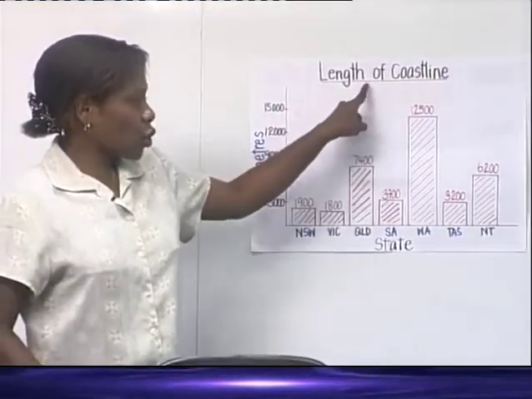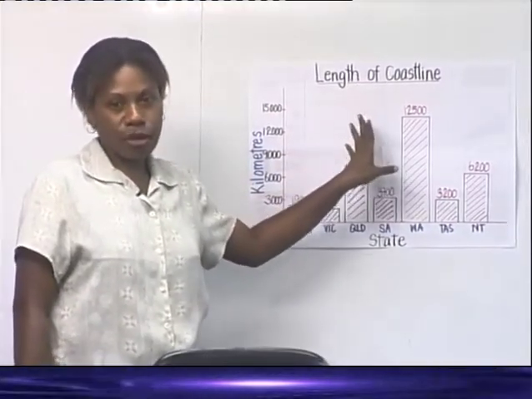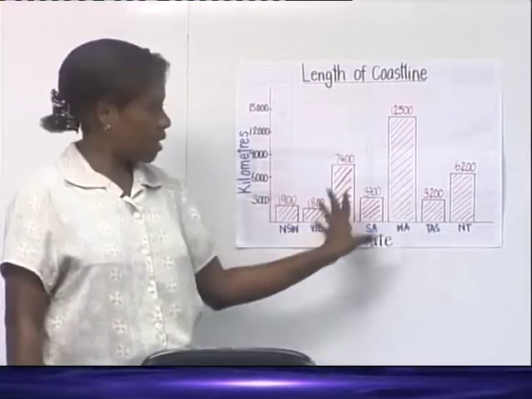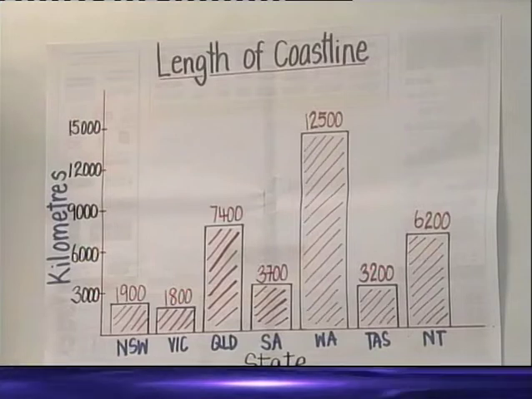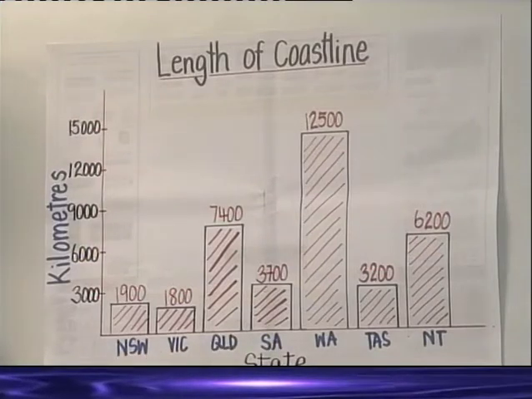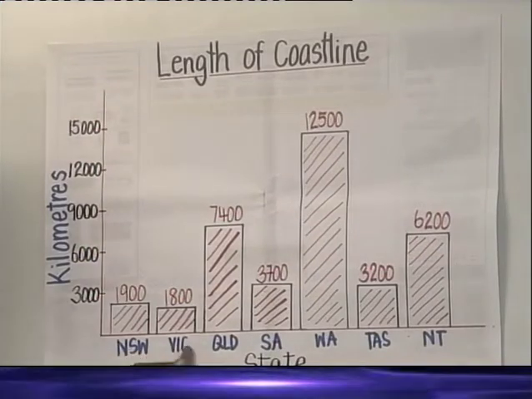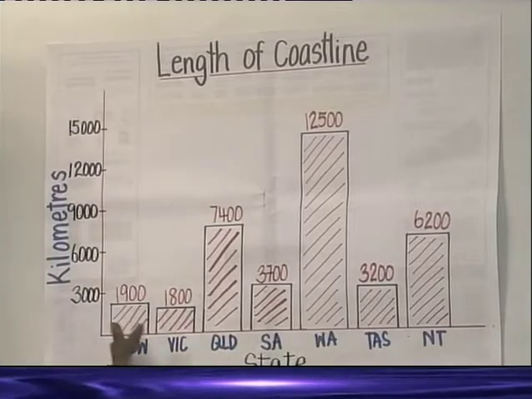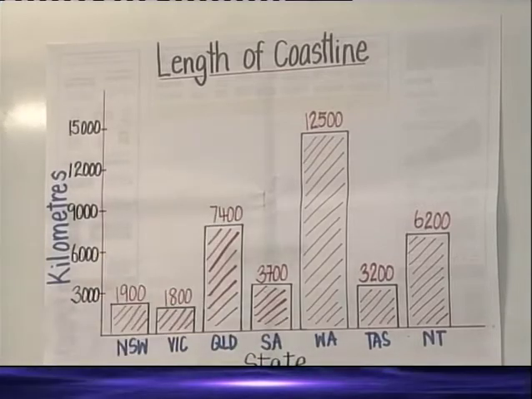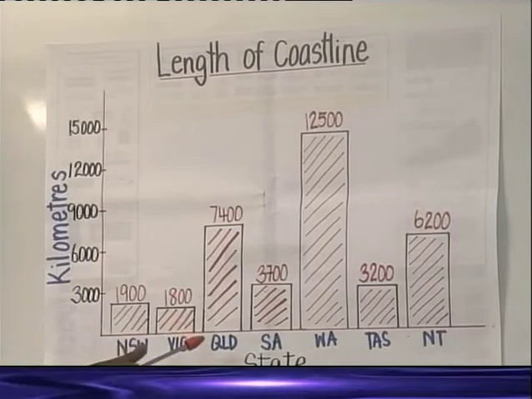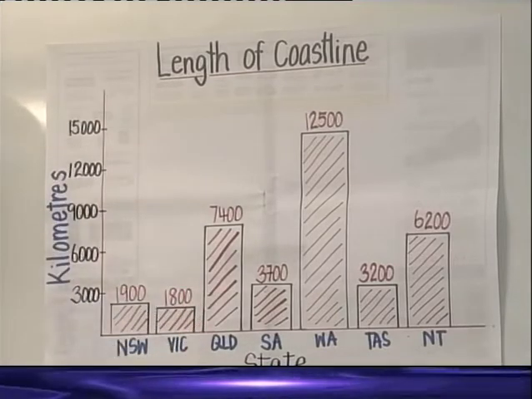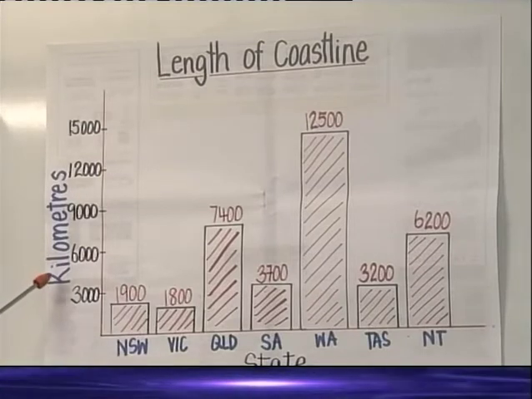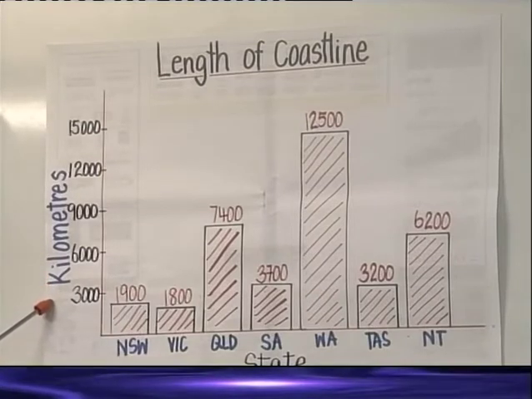So this bar graph is showing the length of Australia's coastlines. It shows the different lengths of coastline in Australia, okay? And in kilometers, all right?